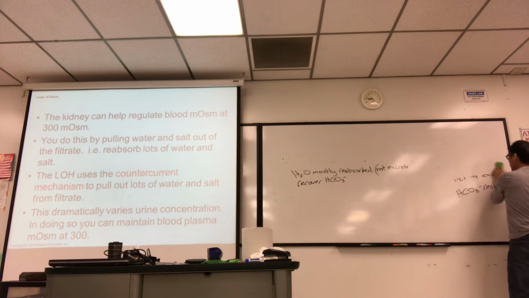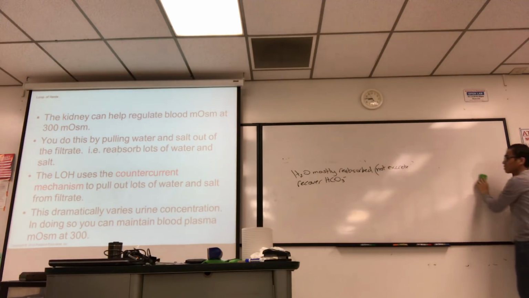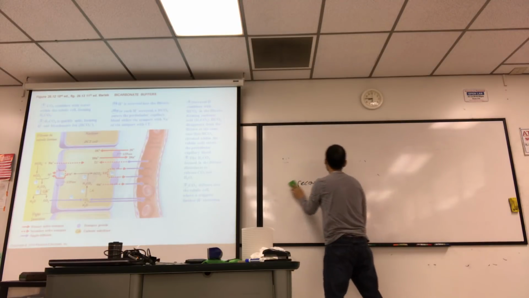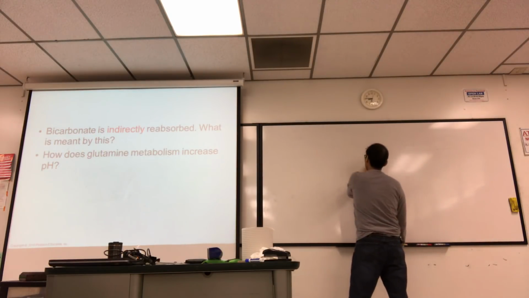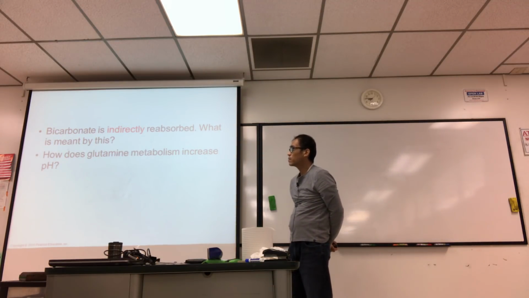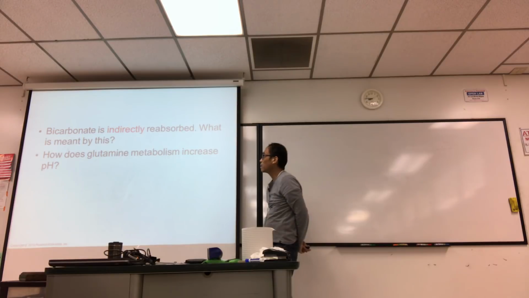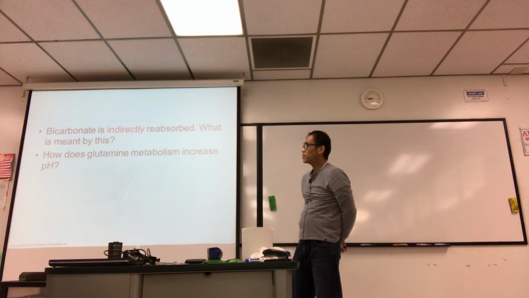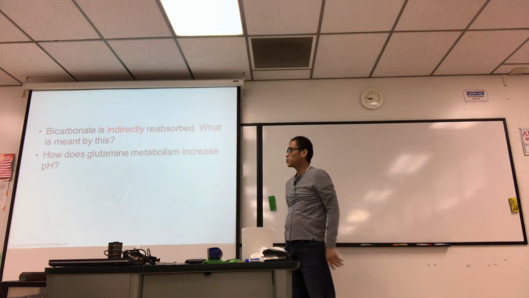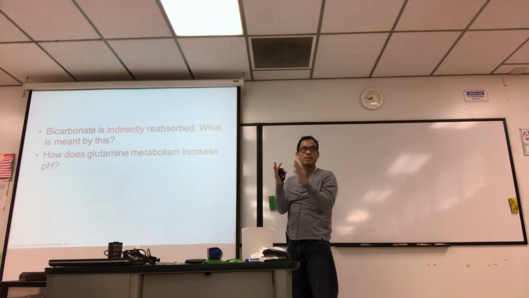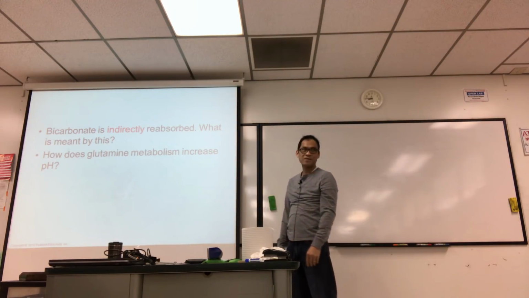So, Professor? Yes. Can you go back to the previous slide, please? And you talked about how does glutamine metabolism increase pH? So it doesn't increase pH, right? Because it makes it more acidic, so it's decreasing pH instead of... No, it does increase it. It makes the blood more basic because you excrete the acid and reabsorb the base. That increases the pH. Say pH was 7.2. Okay, it makes it more basic. More basic. Yes. Yeah, increased pH.